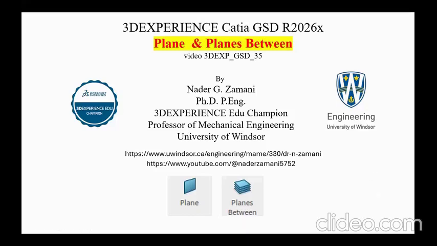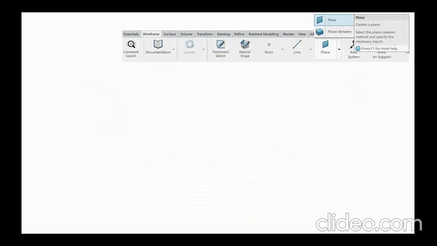Now, when you are in generative shape design, the wireframe tab will take you to the plane icon, and in fact, there's a pull-up menu, there's a plane and planes between.